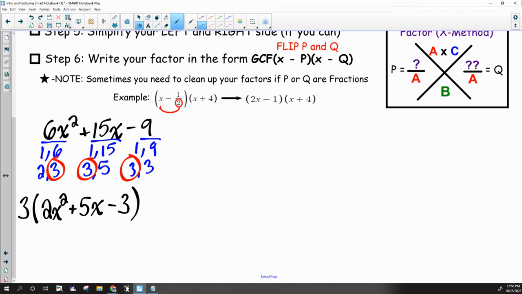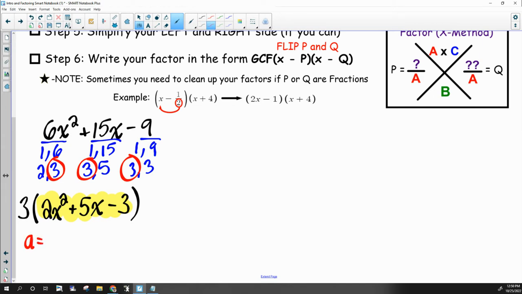Step number 2 is identifying your A, B, and C values. Okay? We are focusing on our new quadratic we have. Okay, we don't want the A, B, C value of the original. We took out the greatest common factor so we can write down A, B, and C. Okay, so what is my A, B, and C value?